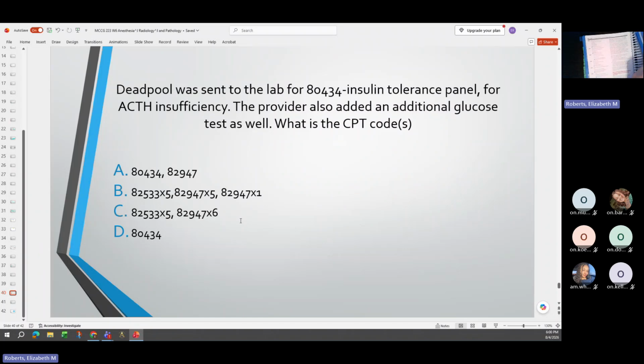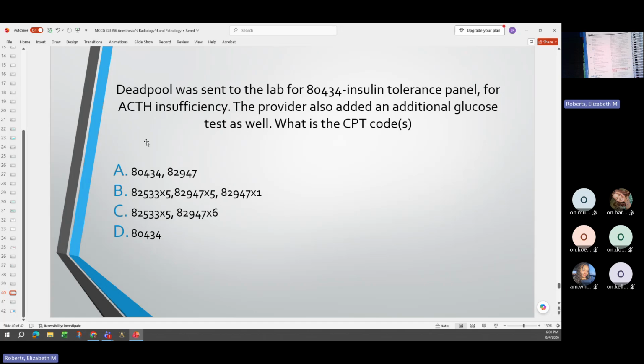If we want to double check, let's just double check 82533. I really just want to make sure that's not the right one. 82533 is cortisol. It's not even the right code. Yeah, we can definitely exclude B and C because 82533 is not the right one.